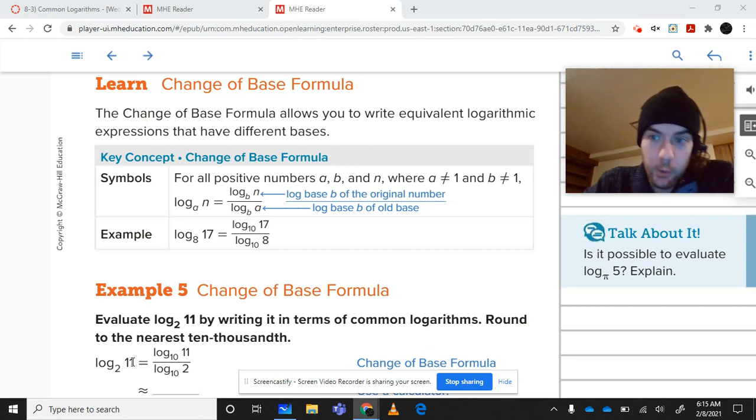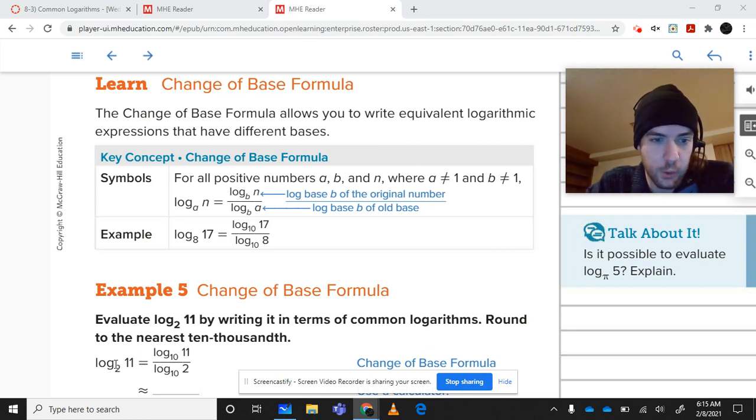In order to evaluate that using the tools we have access to, which are the common logs we get when using the calculator, log base 10, we go through this formula. So we say we're going to do log base 10. Now it doesn't have to be base 10. This can be a formula that moves you through any base to any other base, but generally we are going to be trying to turn things that are not base 10 into base 10 so that calculators can use them.